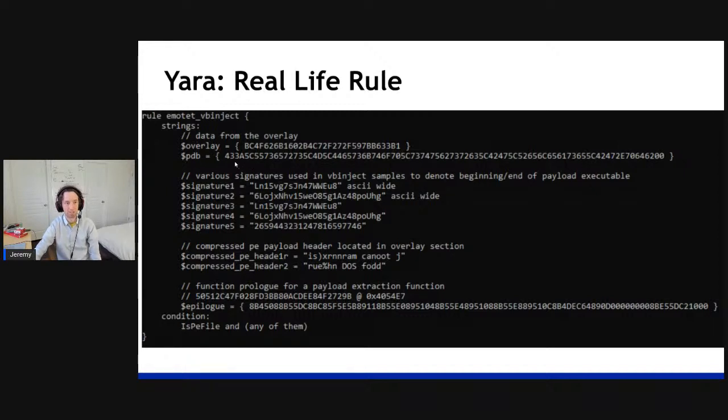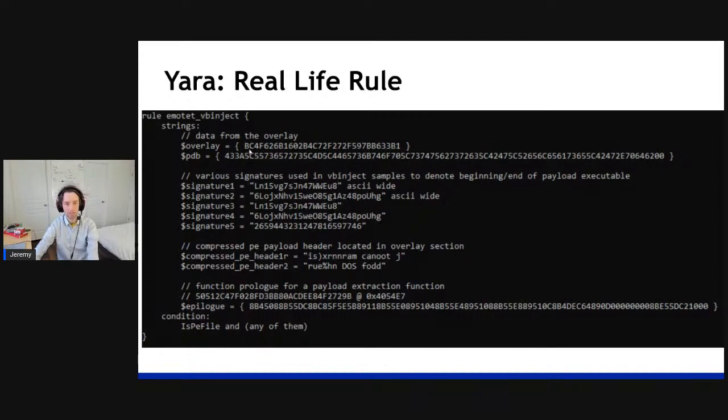There's a lot of different strings. So, data for the overlay. There's a specific place in the file where there are these byte strings, these byte patterns that it's looking for. This seems to be common to that Emotet malware.